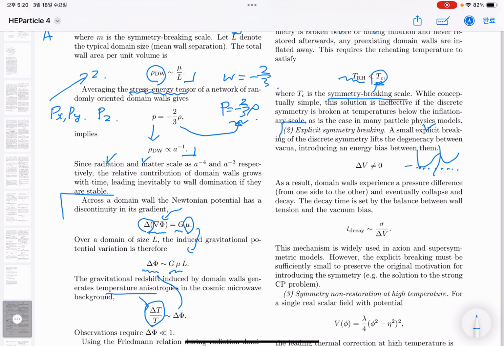The decay time is roughly given by the surface tension over the energy difference. And this mechanism is widely adopted in the axion and the supersymmetry models. Why the axion and SUSY, I will discuss later, because there are several domain walls arising in such new physics models. But such explicit breaking should be sufficiently small to ensure that the original motivations of the new physics and the symmetry are kept.